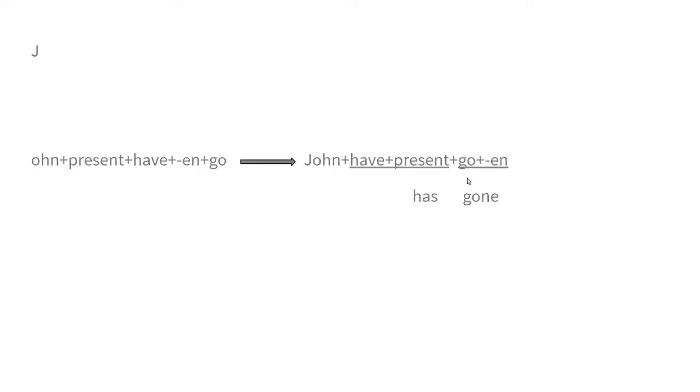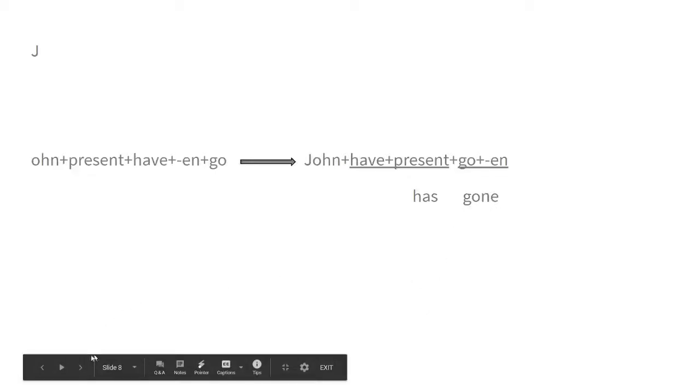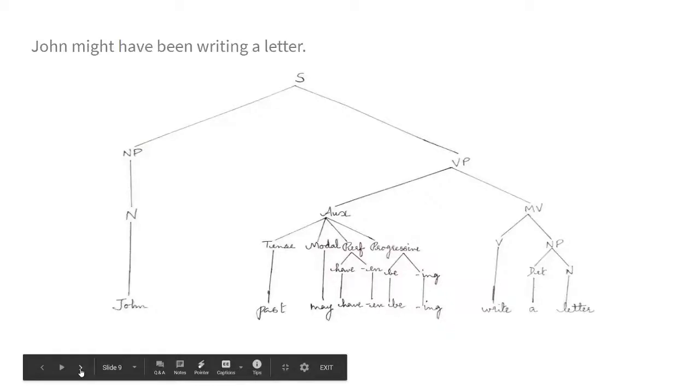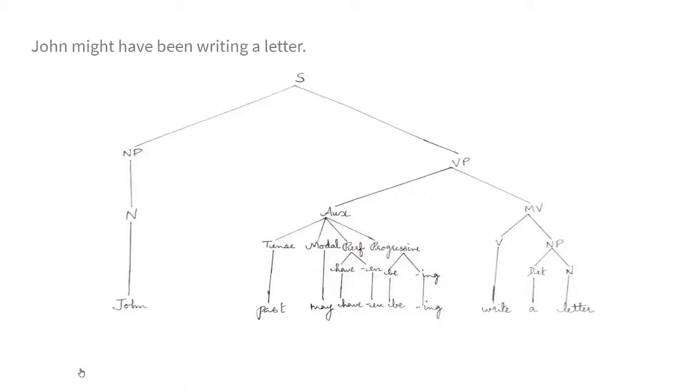Okay, so these are the three rules. The affix switch rule is derived from a set of three rules. Now let's look at a complex example: John might have been writing a letter.